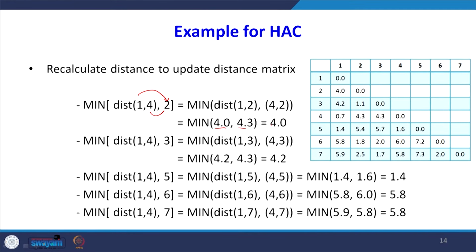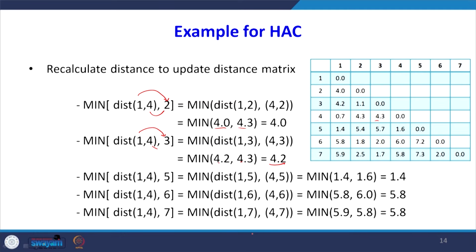The next one, cluster 1, 4 versus 3. Similarly, 1, 4 versus 5, 1, 4 versus 6, 1, 4 versus 7. So if you want to know this cluster versus 3, the minimum distance is between 1, 3 and 4, 3. 1, 3 is 4.2, 4, 3 is 4.3. So the minimum is 4.2.